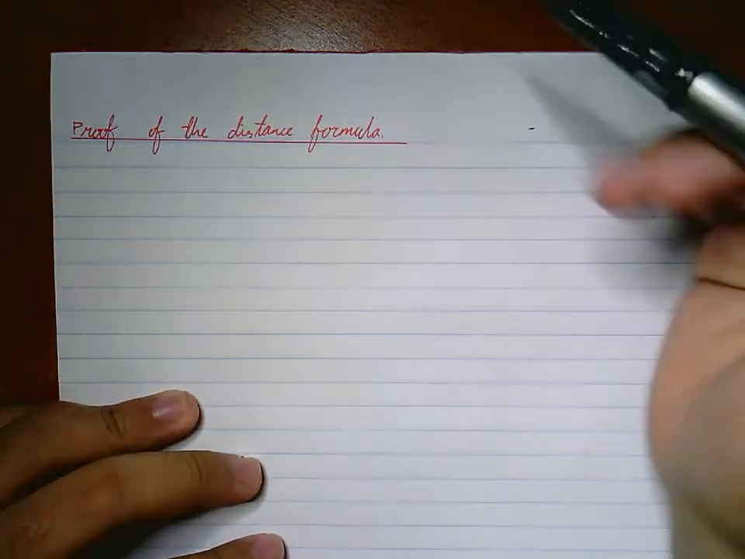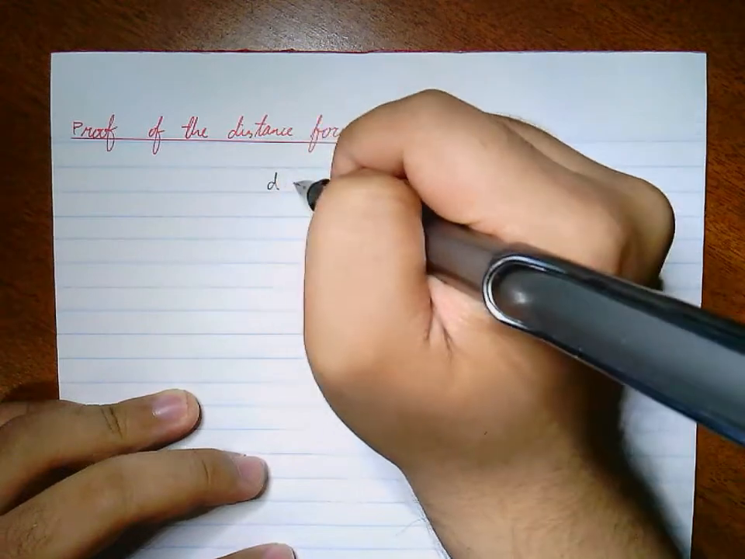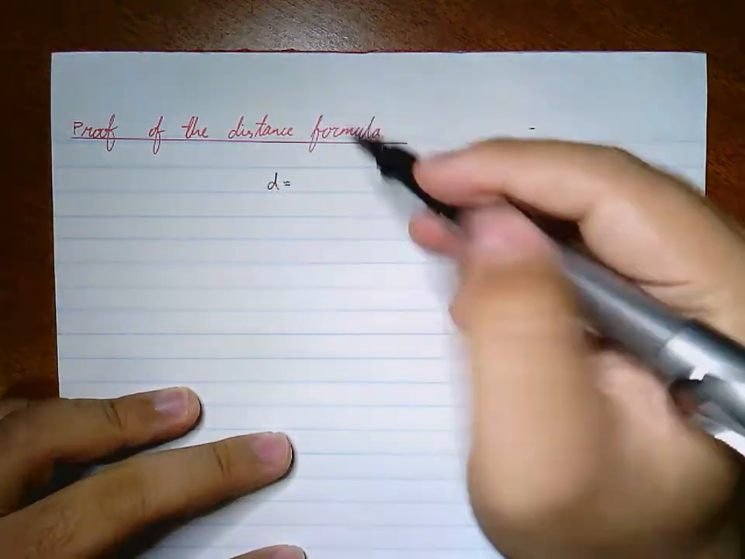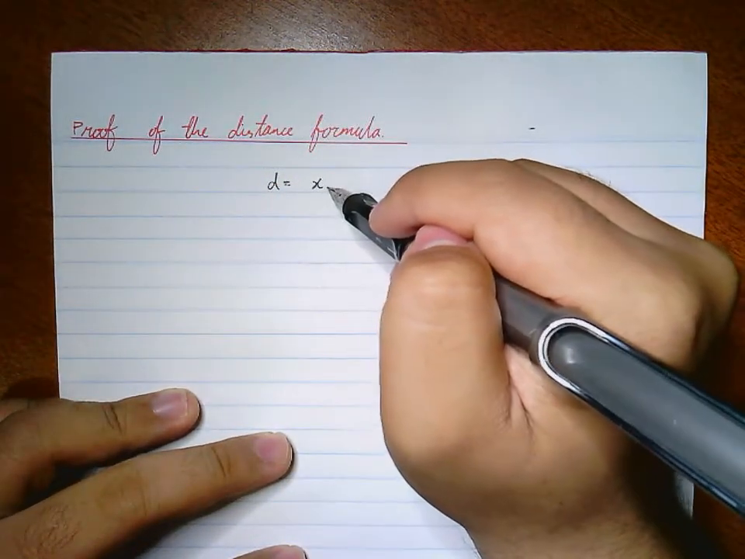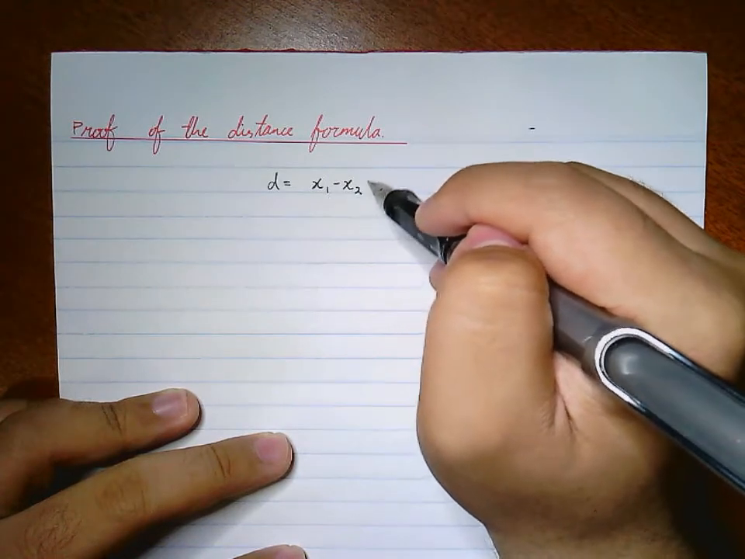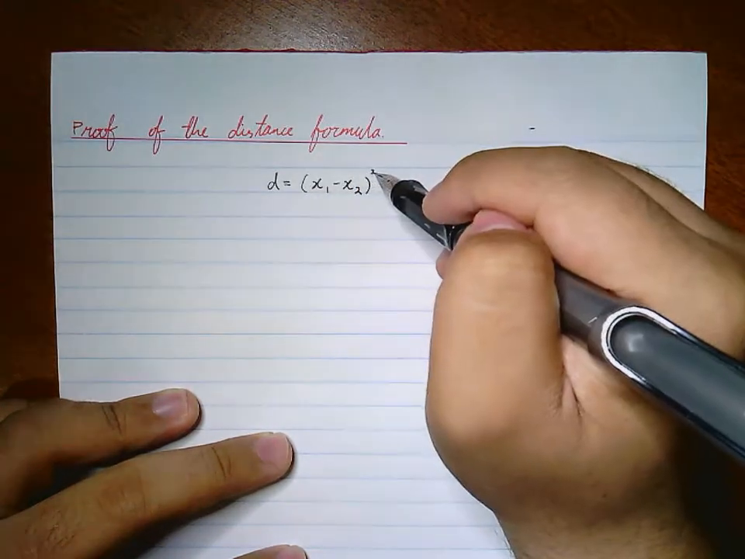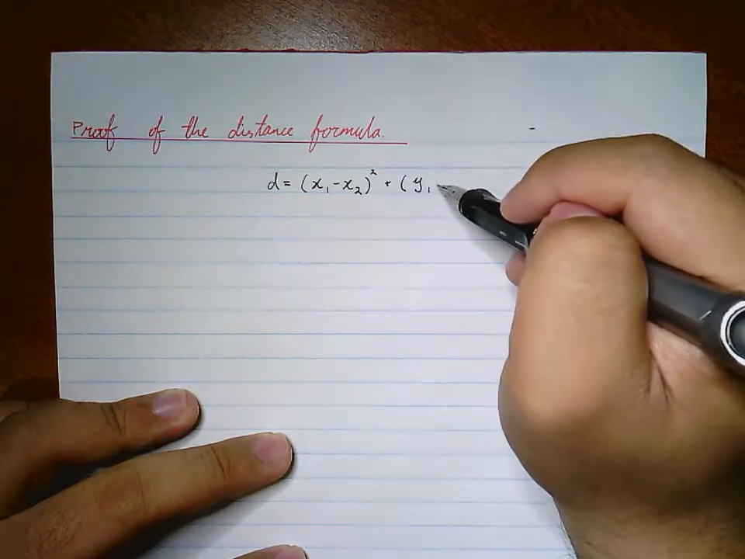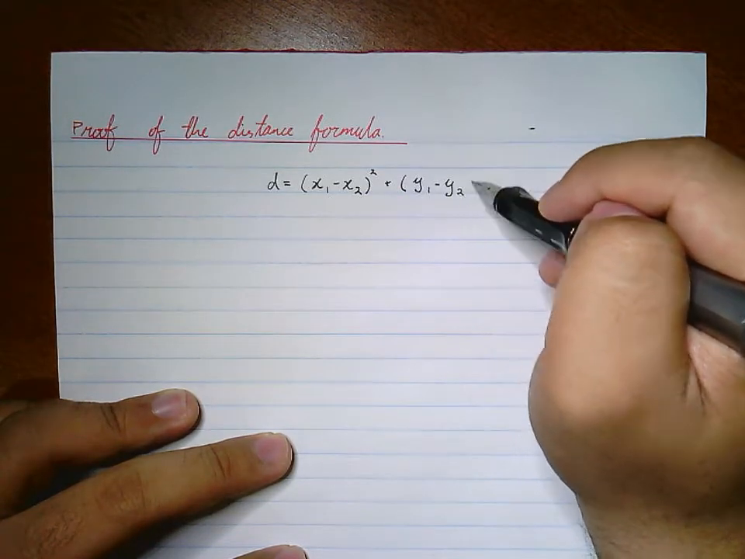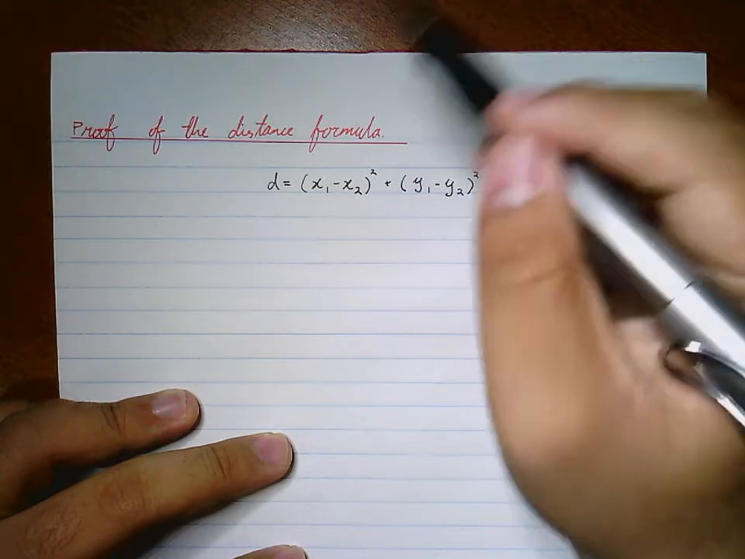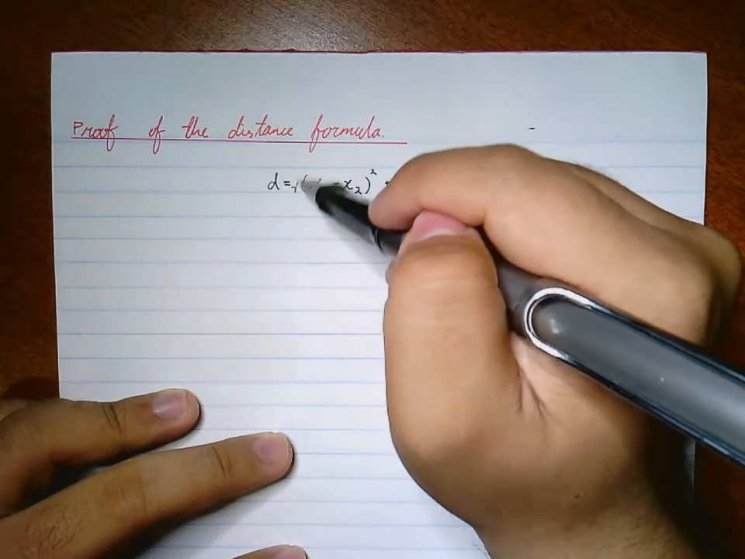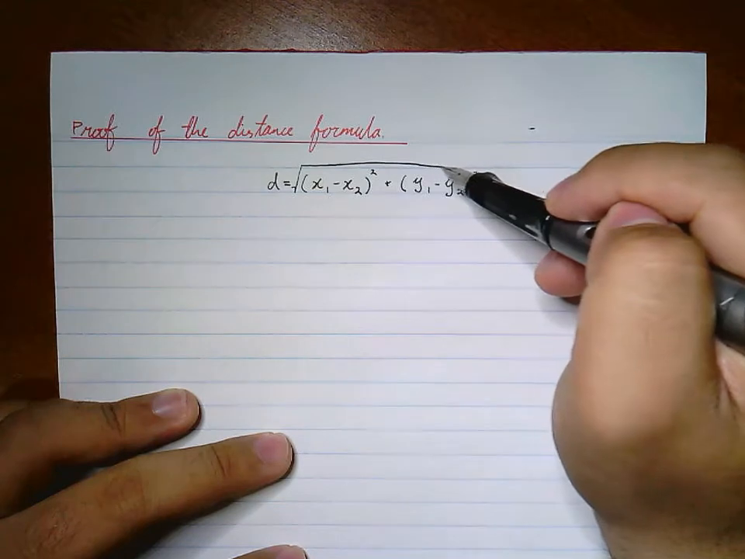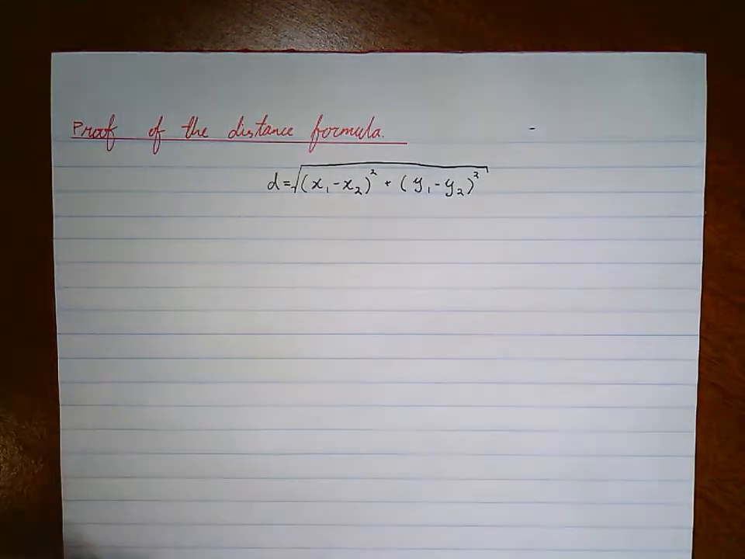In case you don't know, the distance formula is: the distance between any two coordinates is (x1 minus x2) whole squared plus (y1 minus y2) squared, and we take the square root of everything here.